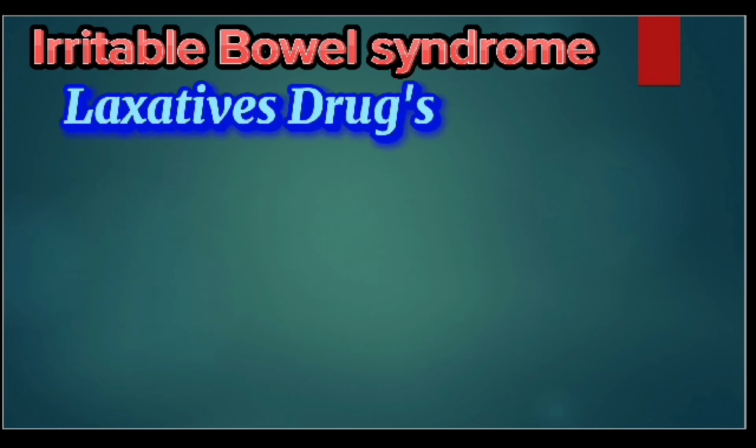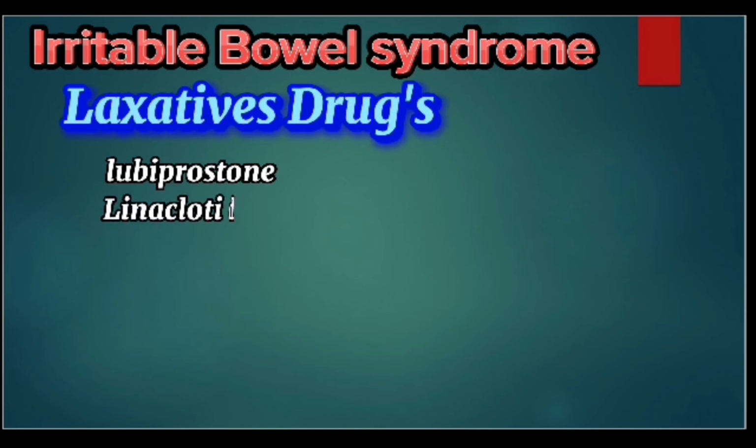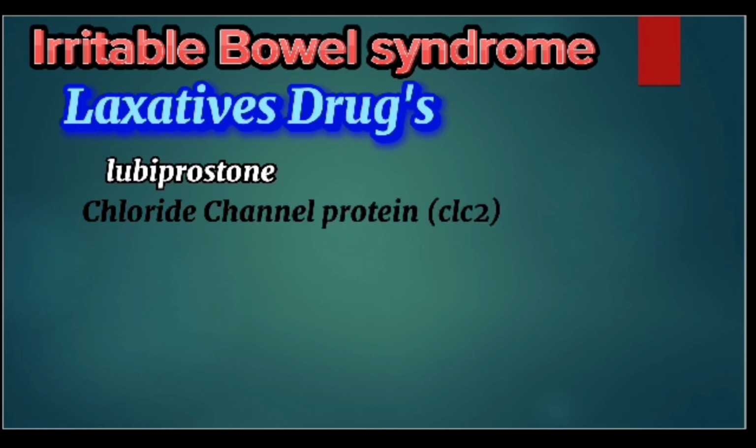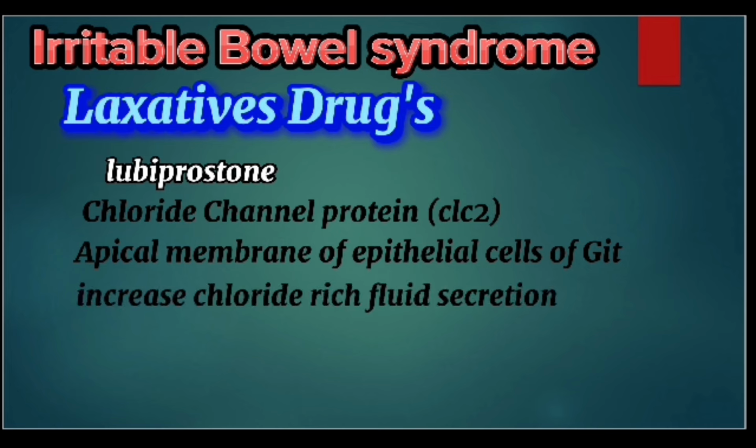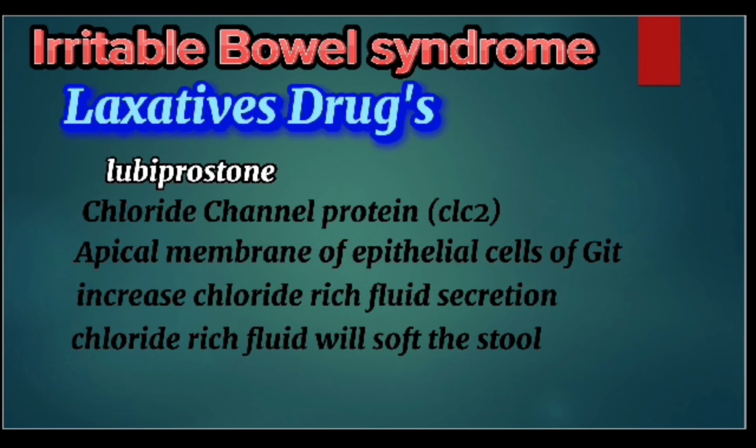Then we will treat constipation. There are different ways to treat constipation, but this constipation is with IBS. There are two important drugs which are helpful in IBS for constipation: lubiprostone and linaclotide. The first drug, lubiprostone, basically acts on chloride channel 2 that is present on the epithelial cells of the GIT on the apical surface, and it helps by increasing the function of this channel, increasing chloride rich fluid secretion into the luminal side, and in this way this chloride rich fluid helps in softening the stool. The second is linaclotide.